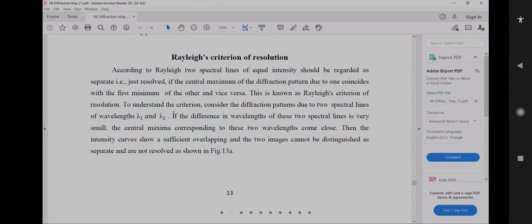To understand the criterion, consider the diffraction patterns due to two spectral lines of wavelengths lambda 1 and lambda 2. Due to diffraction, the spectral lines are visible having wavelengths lambda 1 and lambda 2. If the difference in wavelengths of these two spectral lines is very small, the central maxima corresponding to these two wavelengths come close. Then the intensity curves show a sufficient overlapping, and the two images cannot be distinguished as separate and are not resolved, as shown in the figure.